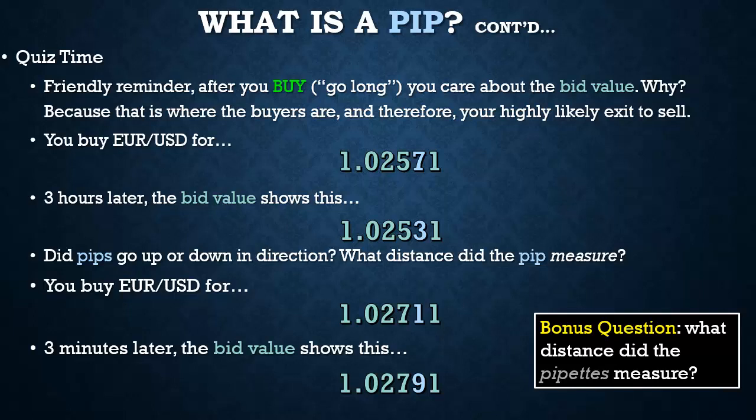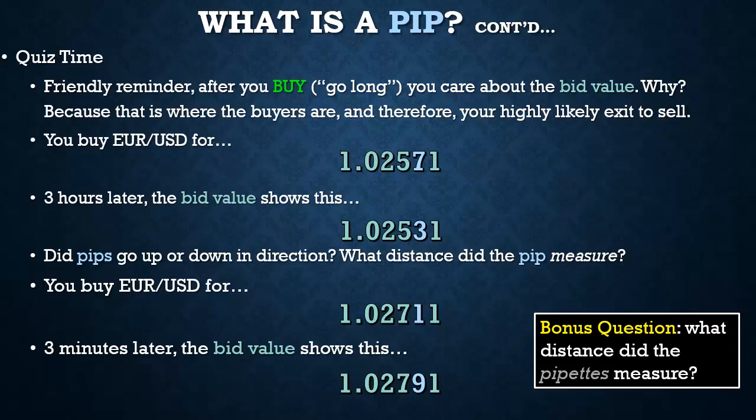So where are the buyers located? Well, the buyers are located on the bid. Therefore, that is the highly likely area where I can exit out of the trade to sell. So let's just say that you buy the euro dollar for 1.02571. So what number do you care about?